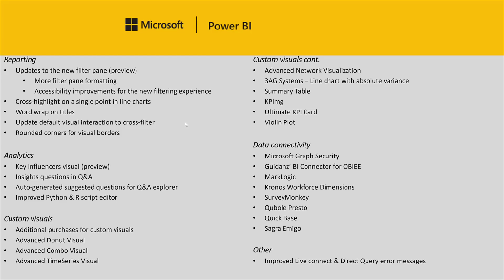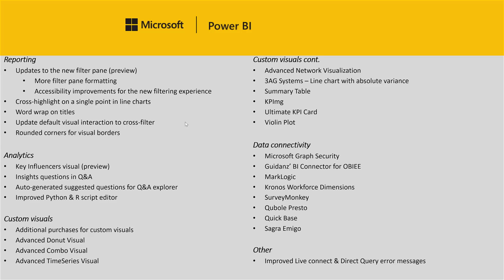Our next reporting feature on the list is the ability to word wrap on titles. So up until now, the only behavior you would have for titles if they extend past the length of the visual was that they'd be truncated with 3 dots to indicate that there was more to the title.